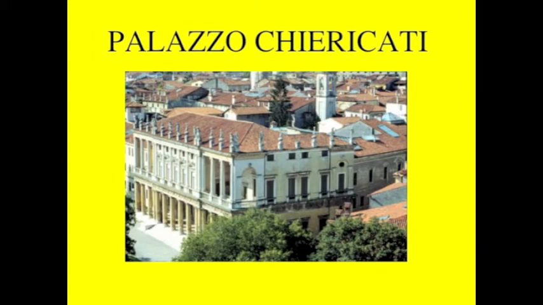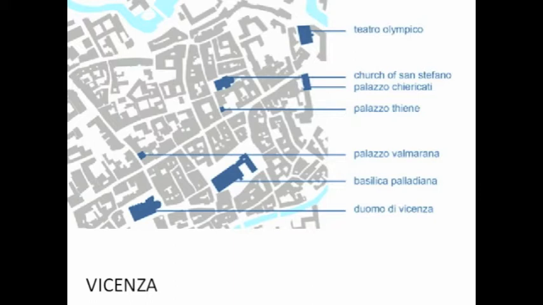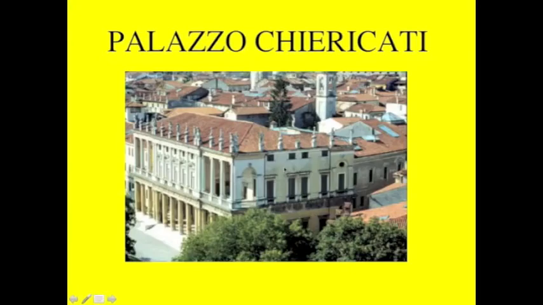As Palladio begins to build in cities, he has a lot more conditions to negotiate, and he comes up with pretty interesting solutions. This is the Palazzo Chiericati in Vicenza. And it's at the edge of town. It's absolutely at the edge of town, if we were to look at our little map. It's kind of a hybrid building. It's half palazzo, half villa.